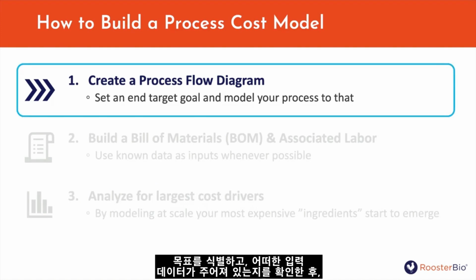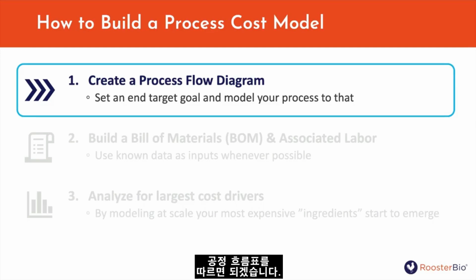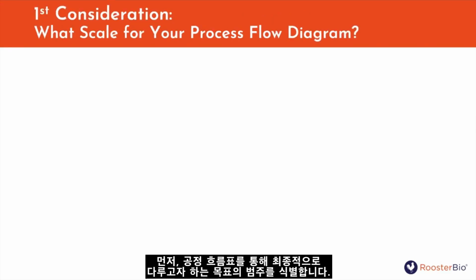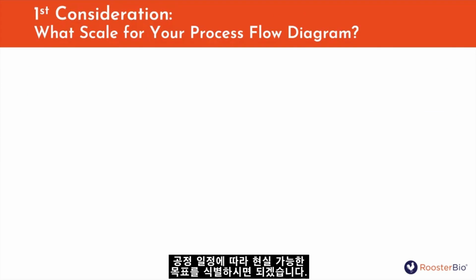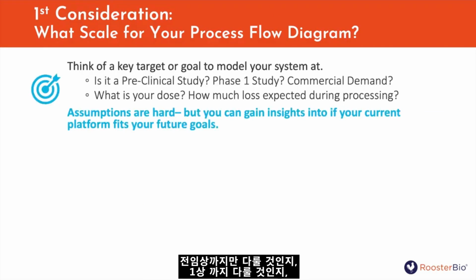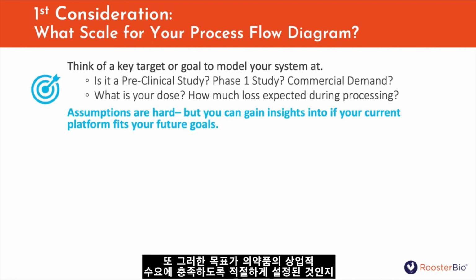We start by identifying our estimated process goals, inputs available to us, and a rough roadmap of where we want to go. These will be used as the starting point for our process flow diagram. First, let's identify what scale our process flow diagram should be targeting. Ask questions about realistic end goals based on your milestones. Is it a preclinical study, a phase 1 clinical trial, or does it scale to meet commercial demand?